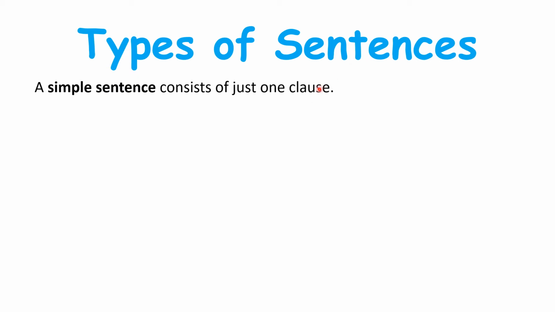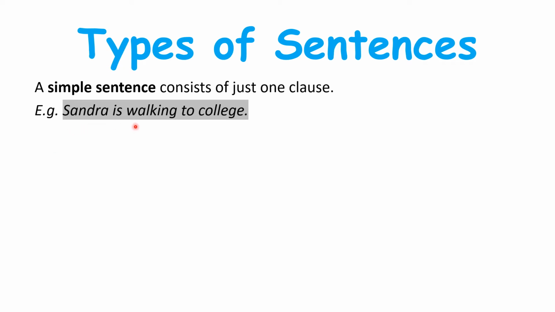So now let's look at the types of sentences. Firstly, simple sentence. It consists of just one clause. For example, Sandra is walking to college. This sentence begins with a capital letter and ends in a full stop. Sandra is the subject, which has to be a capital letter anyway because it's the name of the person, and walking is the verb in this sentence.